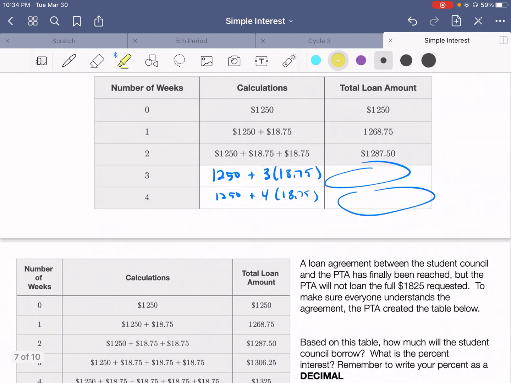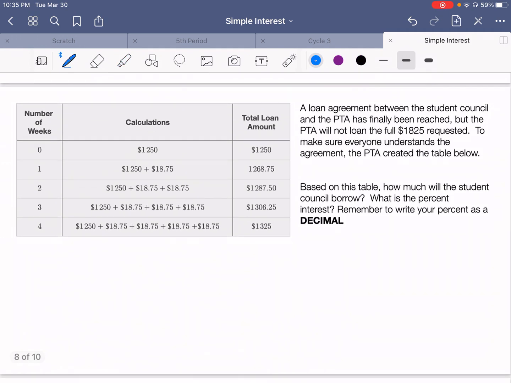Notice, and this is the big mistake here, we're only multiplying this 18.75 by 3 and by 4, right? The principal amount stays the same. You don't get to multiply the principal by the number of weeks. That would be way too much. All right. So they made this table the lazy way, or the non-lazy way, I should say.